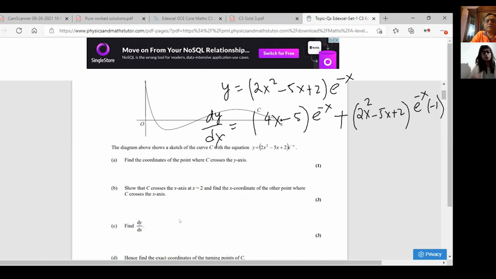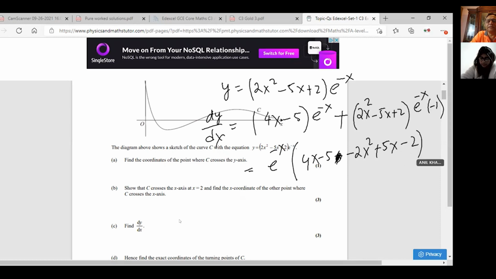Oh, so I didn't know it was a product rule. Yeah, product rule. You can take e to the power of minus x common, correct? And what do you get here? You get 4x minus 5 plus all this. No, it is negative because this is negative, right? So minus 2x squared plus 5x. Change all the signs, correct? Simplify this.